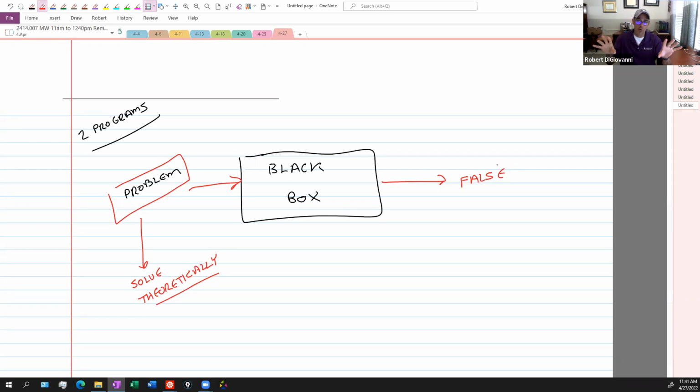I had to do that for 2 programs: pick a problem, show the solution theoretically, feed that problem to the computer, and have the computer give me an incorrect result, which meant that I had to understand the code that was being implemented for the problem. And this black box idea is like, as an engineer, you're going to use software, and it's going to be a black box. You're going to plug in the thing and you're going to trust that result.